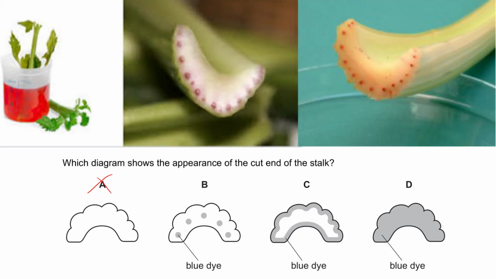Therefore, it's not A because it will stain. It is B because the xylem is present in vascular bundles around the stalk. It's not C because it won't stain from being in the water, it will stain from it being absorbed through the xylem. And it's not D because that's not the right position of the xylem, not everything is going to stain.